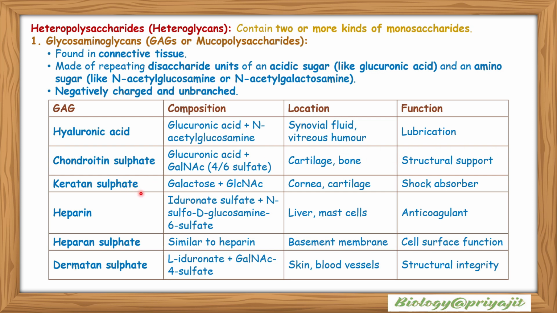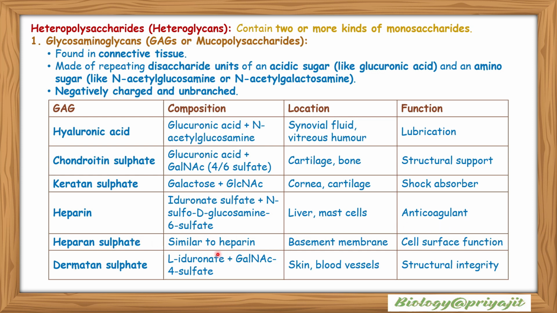Keratan sulfate: the composition is galactose and N-acetyl glucosamine. It is found in cornea and cartilage. It acts as a shock absorber. Heparin is made up of iduronic sulfate and N-sulfo D-glucosamine 6 sulfate. It is found in liver and muscles. It acts as an anticoagulant.